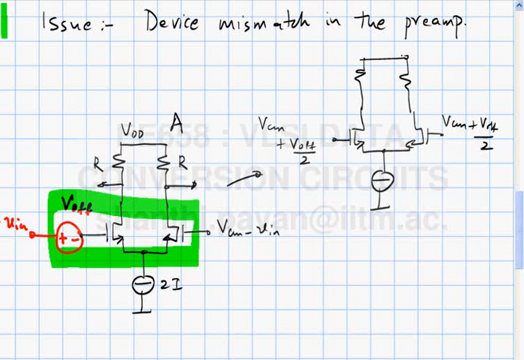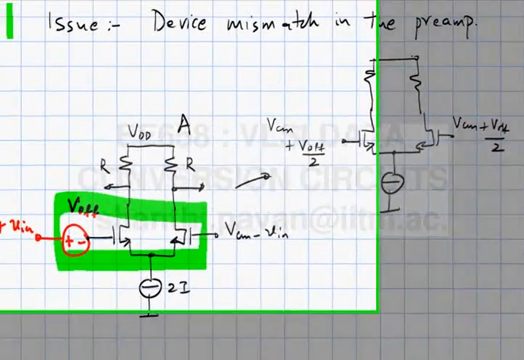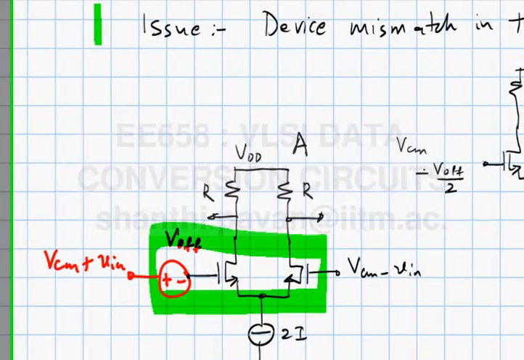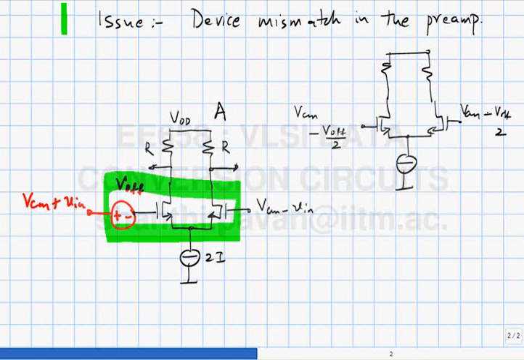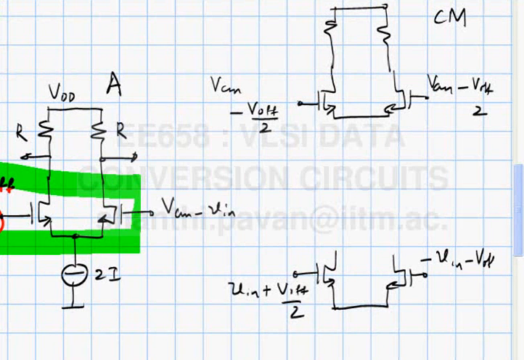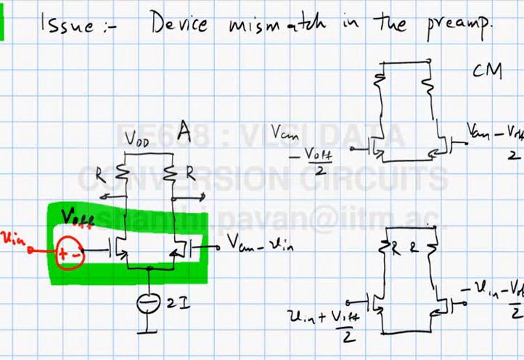No, the common mode, yeah, that's correct. That's minus V offset by 2. And this is also VCM minus V offset by 2. Okay? And so this is the common mode equivalent circuit. The differential mode equivalent circuit is, of course, this. For common mode, the incremental equivalent circuit is like this. For differential mode, the incremental equivalent circuit becomes like this, which is Vn plus V offset by 2, and this is minus Vn minus V offset by 2. This is R. Okay, this is the differential mode equivalent.